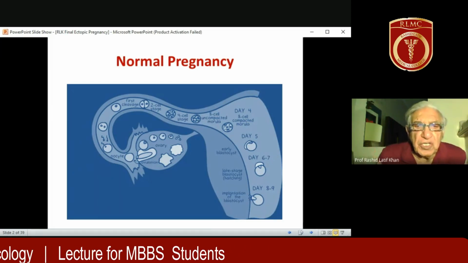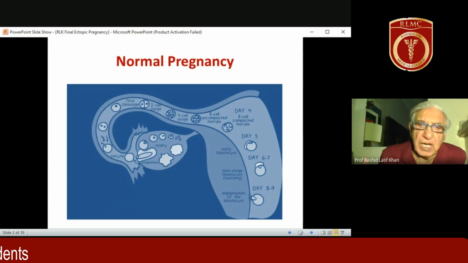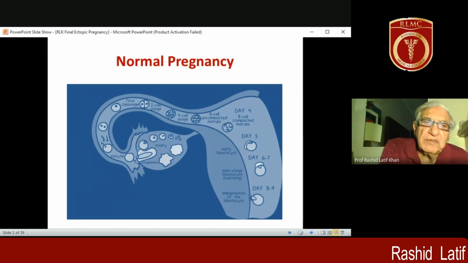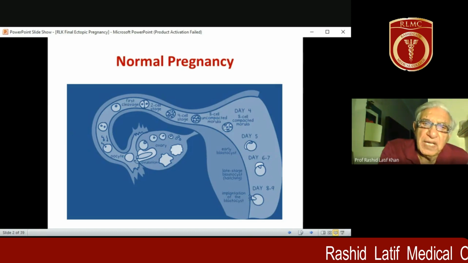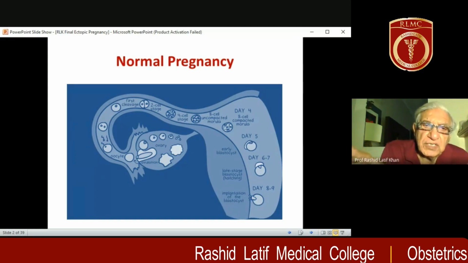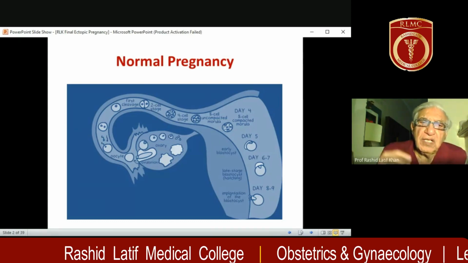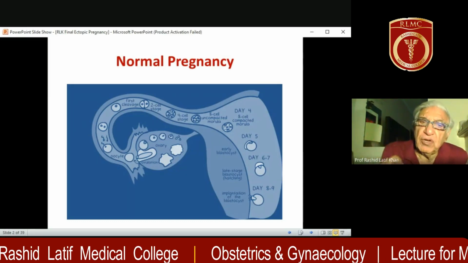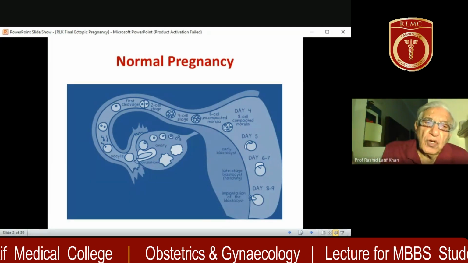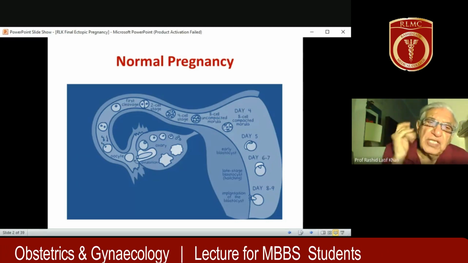If the egg reaches the uterine cavity too early, then the endometrium is not ready to receive it. So the pregnancy will not implant. Then if there is a delay, because the embryo is dividing rapidly from 2 to 4, then 8, then 16 cells, it's getting bigger. If the delay is longer than 4 or 5 days, then the tube is very narrow, particularly in the isthmal part. So the ovum cannot pass through that narrow lumen, so it stays in the tube.